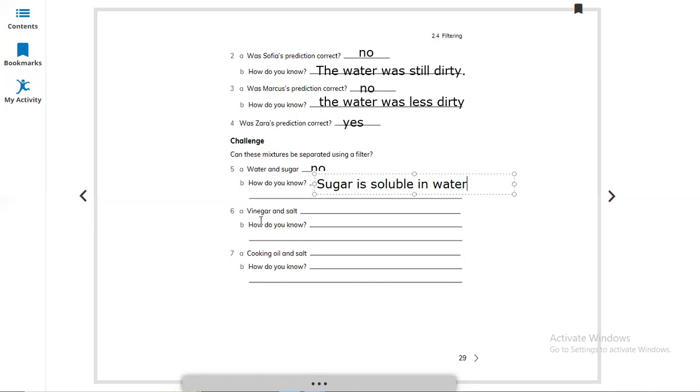And what about vinegar and salt? Also the same as sugar and water? No. Now, what's the problem? The salt. Salt is soluble in vinegar. Salt is soluble in water or vinegar, you can write.